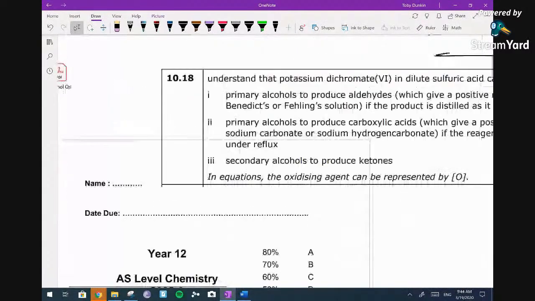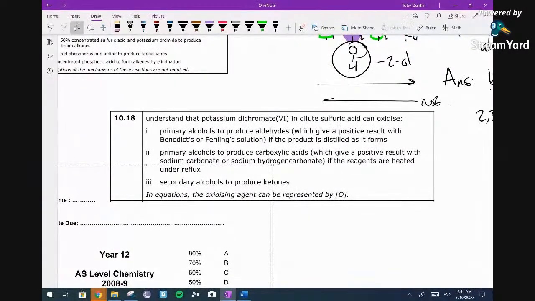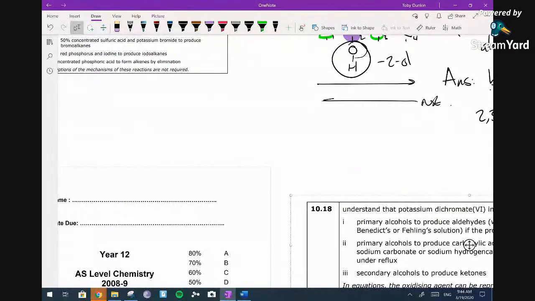So, okay, here are the key bits that I'm going to be focusing on today. I'm just going to move that down to here, I think. There we go, so I can focus on this.